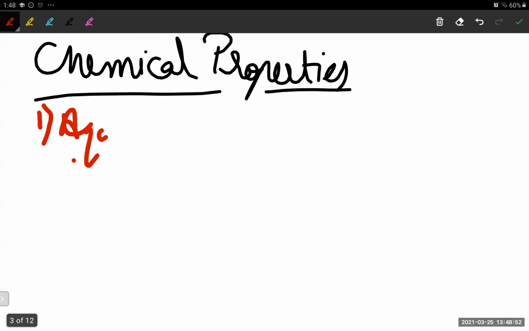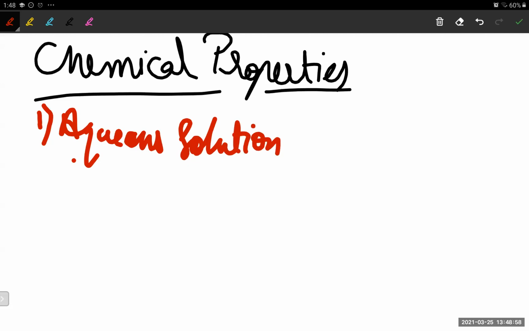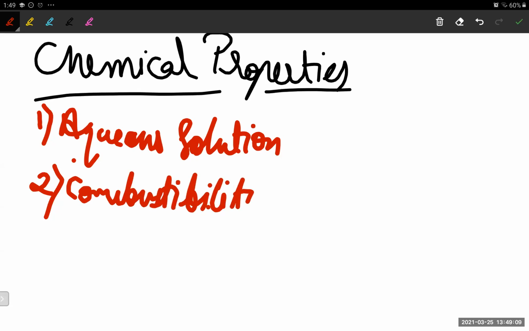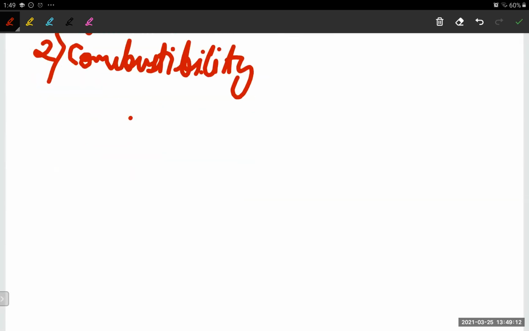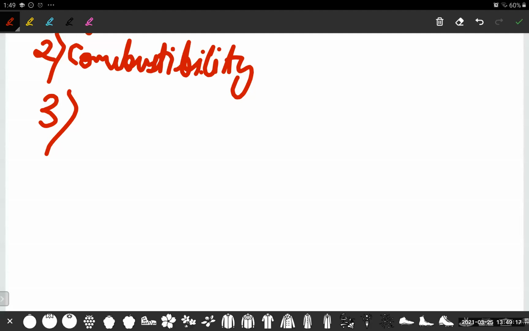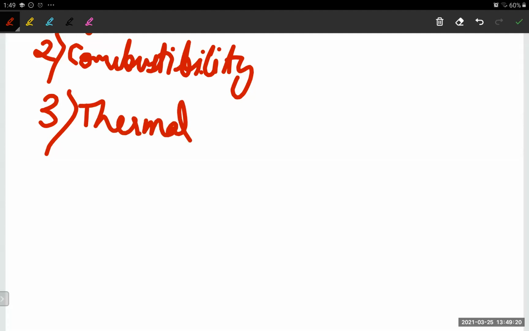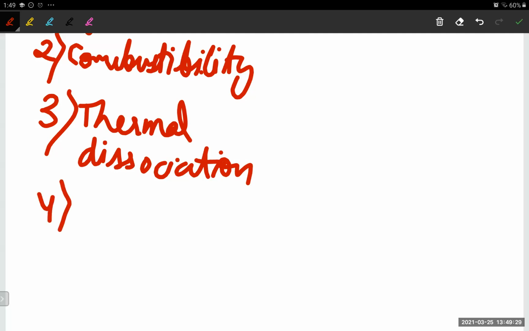Okay, so first of all, I'm writing chemical properties again. We'll talk about the aqueous solution. Let's see what is the aqueous solution. I'll just write everything and then we'll let you know. Then combustibility, the amount of temperature at which it will change to gas. Then thermal dissociation. Yesterday I told you the meaning of this. Fourth, the amount of heat required. Reaction with acids.